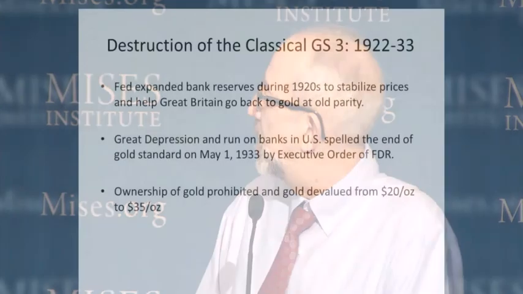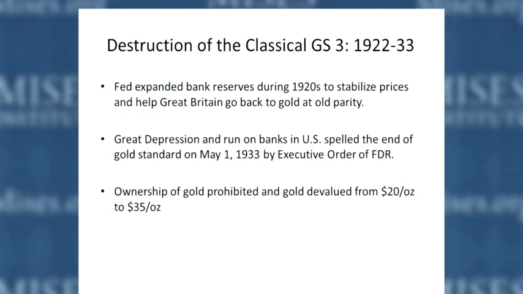To prevent this, there was a bank holiday declared by President Roosevelt in March. The banks were closed for 4 or 5 days, and then when the banks were reopened, there was an attempt to encourage people to trust the banks again by instituting federal deposit insurance. Finally, a few months later, in May, the ownership of gold was prohibited and gold was devalued from $20 to $35. So it lost some of its value in terms of dollars.